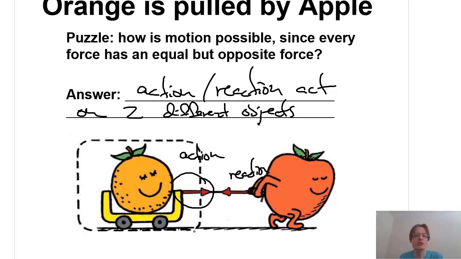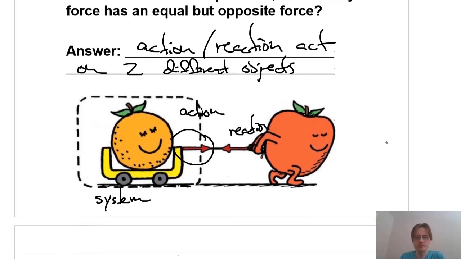So the system is indicated here. If I want to know how it's possible to move the orange, let me isolate the orange from everything else and say that's my system that I'm going to study and understand how it moves. So how can the orange move? Well, there's a force pulling the orange forwards, so it'll move. That's actually the second law, F equals ma. If there's a force on the orange, it will accelerate forwards.